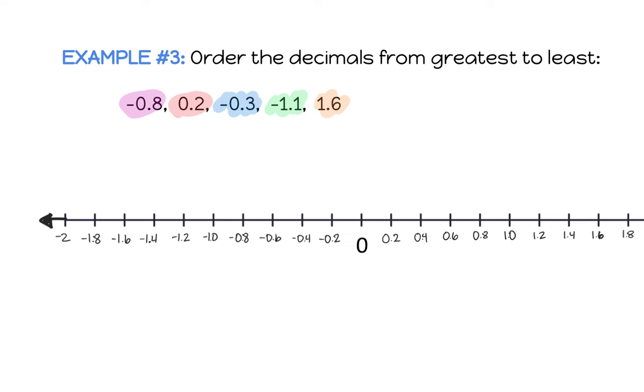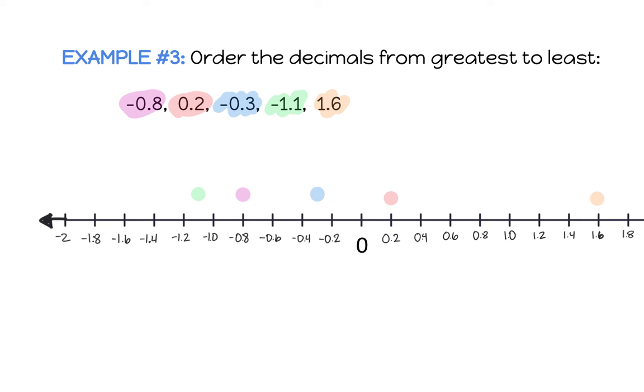Now I am going to plot -0.8. Easy, as I can see it in the number line. The same with 0.2. Now I have a -0.3, but I don't see that in the number line. Oh wait, if I have a -0.2 and a -0.4, then I will find -0.3 in the middle of those two numbers. So I will plot it there. The same with -1.1. And finally, 1.6 is in the number line. There. And I am finished with plotting all my numbers.